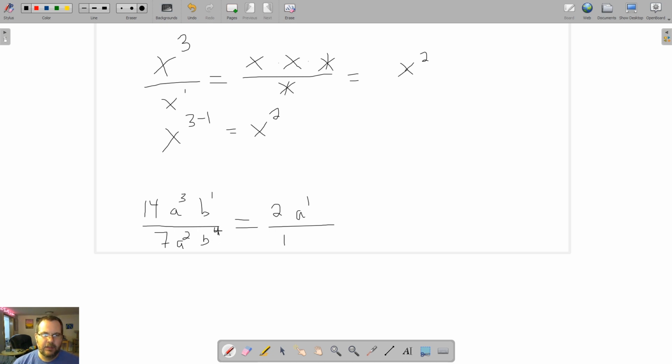And then b to the fourth. 4 minus 1 is 3, but that b to the third isn't going to go on top. It's going to go where there were more b's to begin with. There's more b's on bottom, so b to the third goes on bottom. That would be it. Okay, well, let's take a look at how this is going to show up on today's Delta Math assignment.